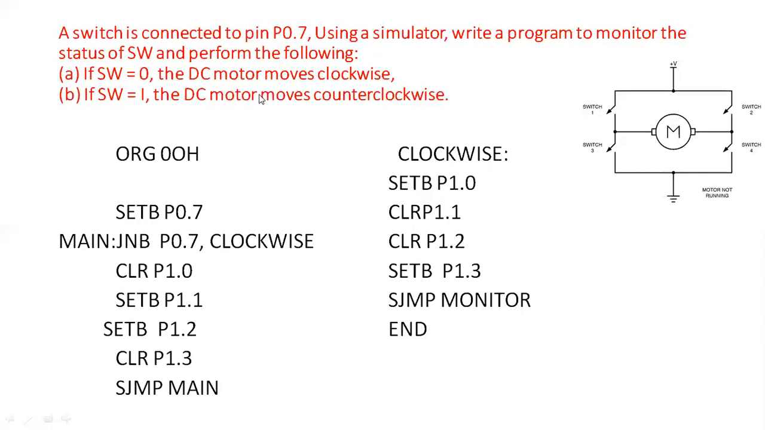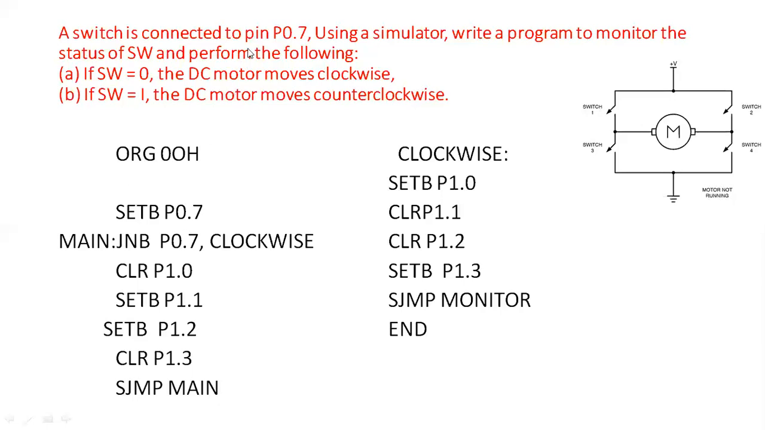ORG 00H. Understood the question, right? The switch is connected to pin P0.7. If the switch equals 1, then the DC motor moves in the anti-clockwise direction. If the switch equals 0, the DC motor moves in the clockwise direction. Okay, so I'm going to write a program in assembly language. ORG 00H, SETB P0.7.